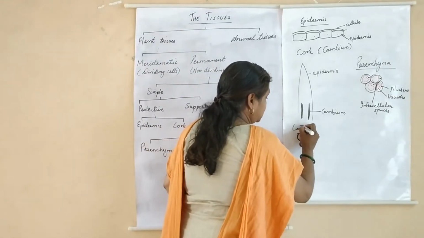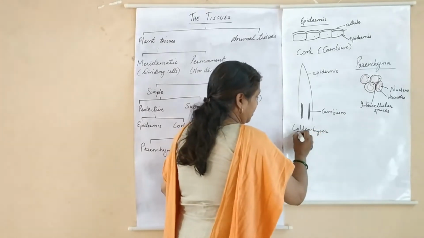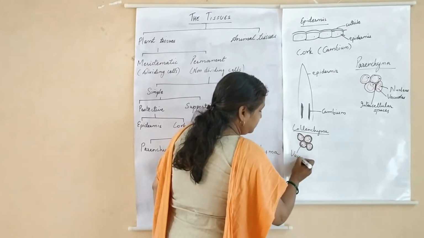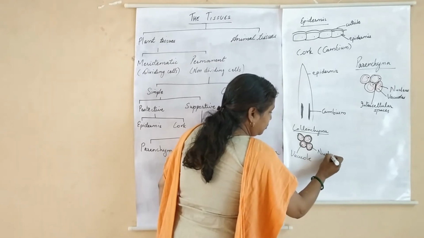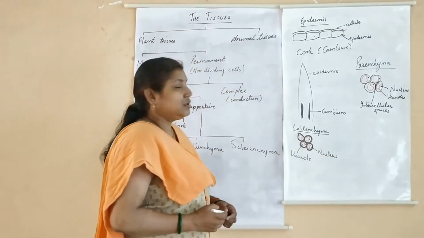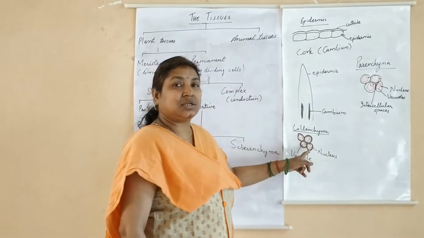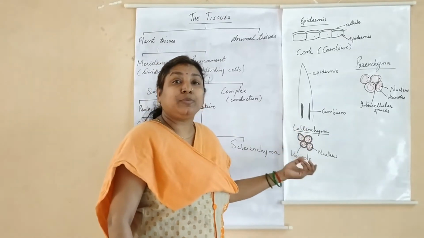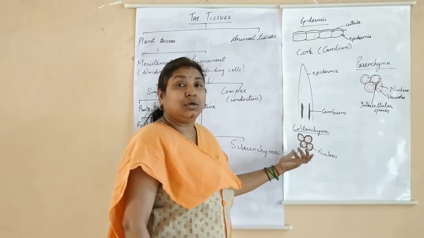These are collenchyma cells. So no intercellular spaces. This is your vacuole. This is your nucleus, and thick walled. You can see some deposition is there, and as a result the cells become thick walled. This is a living cell and provides mechanical support and elasticity to the plant.